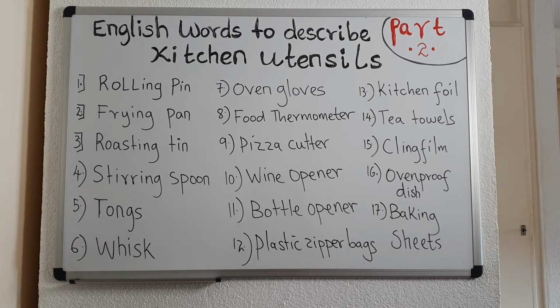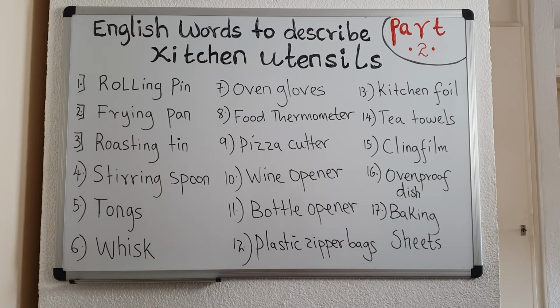The next word is oven gloves. Oven gloves. Now, when you want to remove hot utensils from the oven, it is advisable to use oven gloves. They are gloves that you wear in your hands to protect your hands from getting burned. So you will wear your gloves, you will open the oven, and then you will remove, for example, the roasting tin from the oven. So oven gloves are specifically used to protect your hands from getting burnt as you remove products or cooked food from the oven.